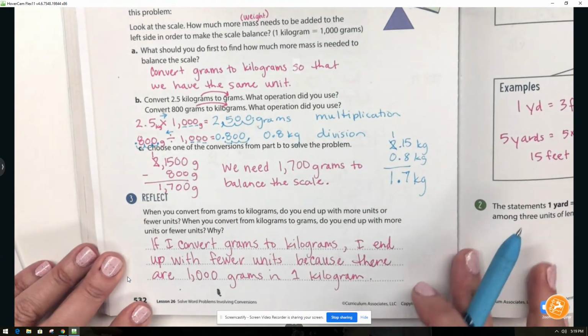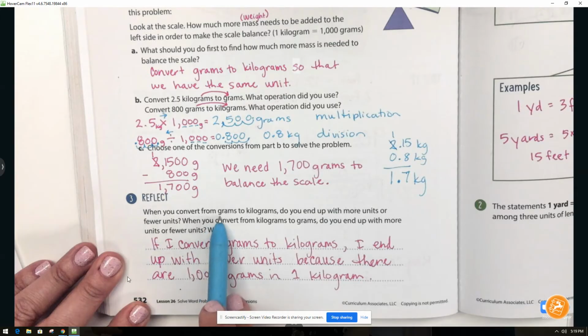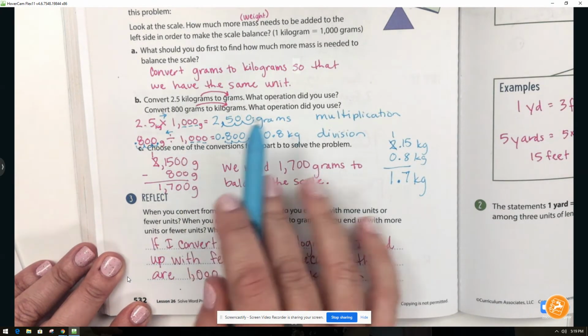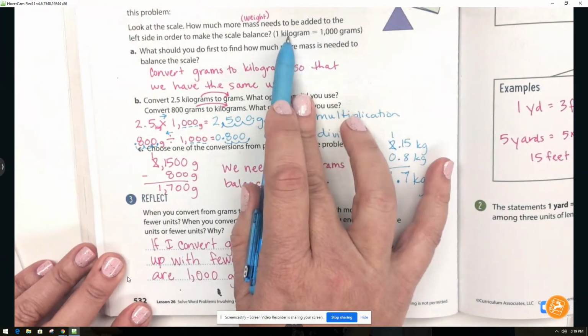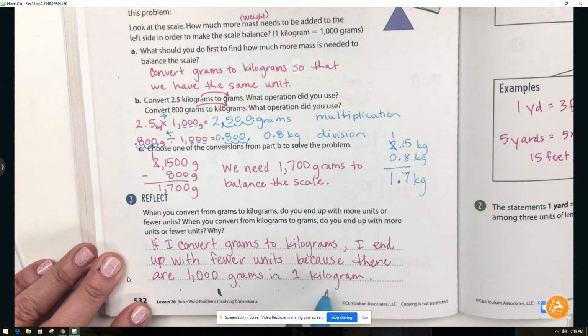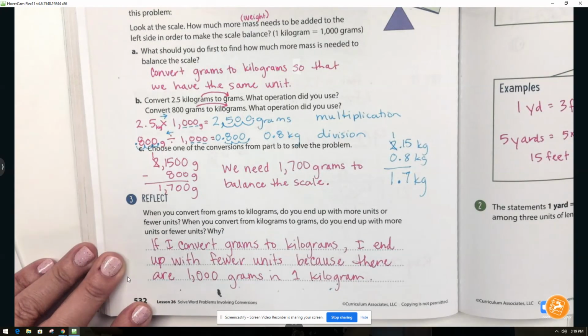All right. For a reflection, it says this: when you convert from grams to kilograms, do you end up with more units or fewer units? So again, when we're going from grams to kilograms, do you have more units or less? So if we're converting from grams to kilograms, I end up with fewer units because there are 1,000 grams in 1 kilogram. So even though a kilogram is bigger than a gram, we will always have fewer units because we're just talking about a bigger piece.